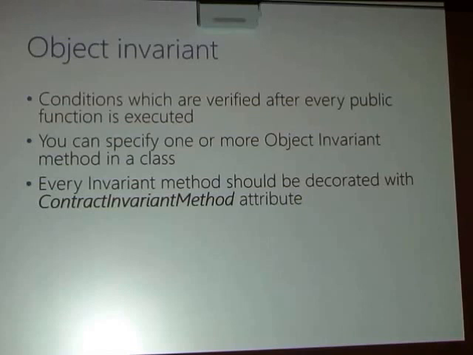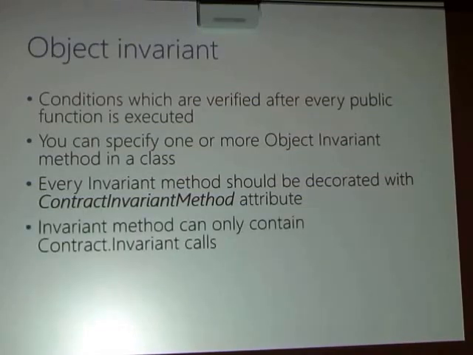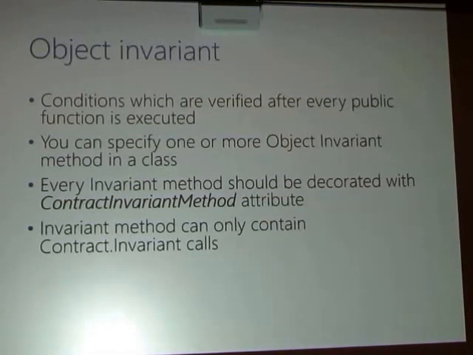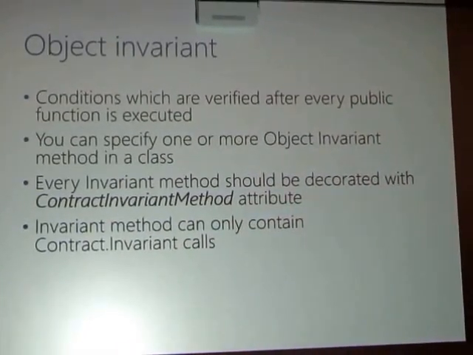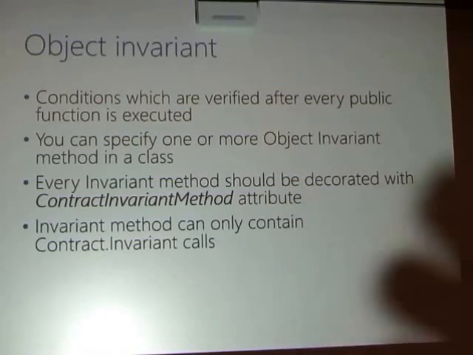And how can you do this? You just define a new method. Inside of this new method, you define some statements or conditions and mark this method with the contract invariant method attribute. When a function is marked with this attribute, you cannot put any logic there. All you can do is put a contract.invariant call and put some statement inside. Let me show you how it looks.